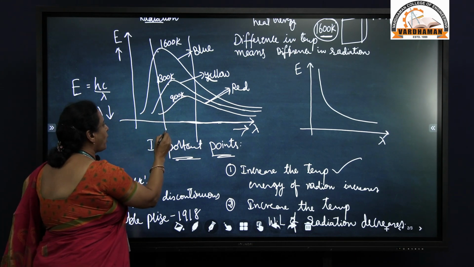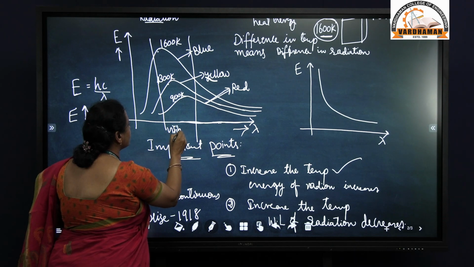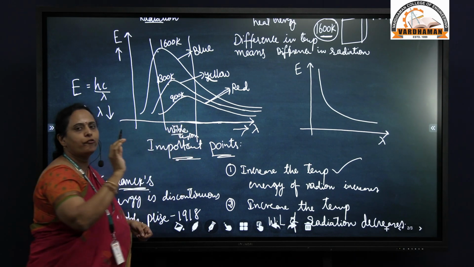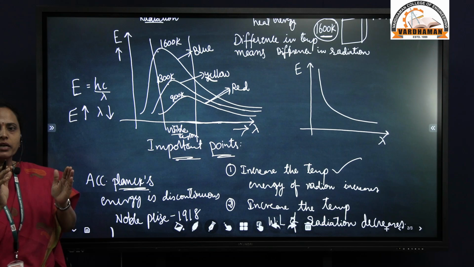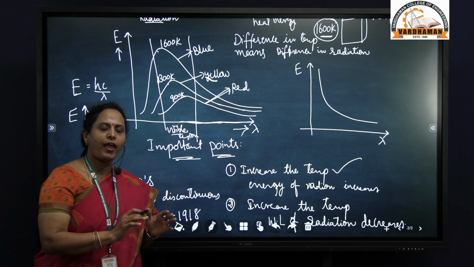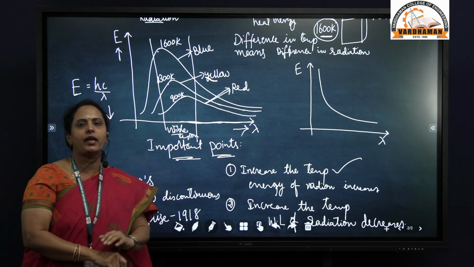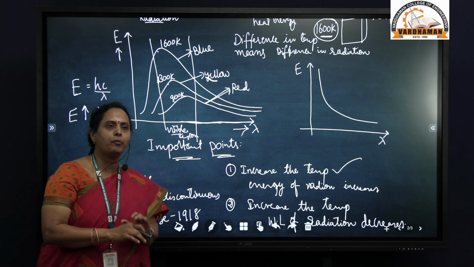So these peak points are in the visible region. It means the visible region is that region where humans can see with the naked eye. So what are the colors we are able to see?